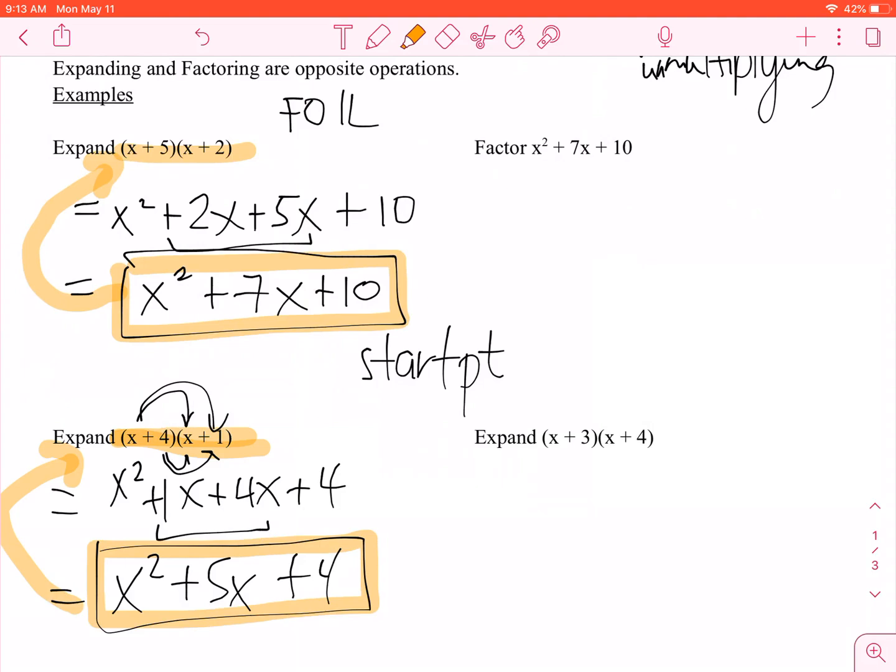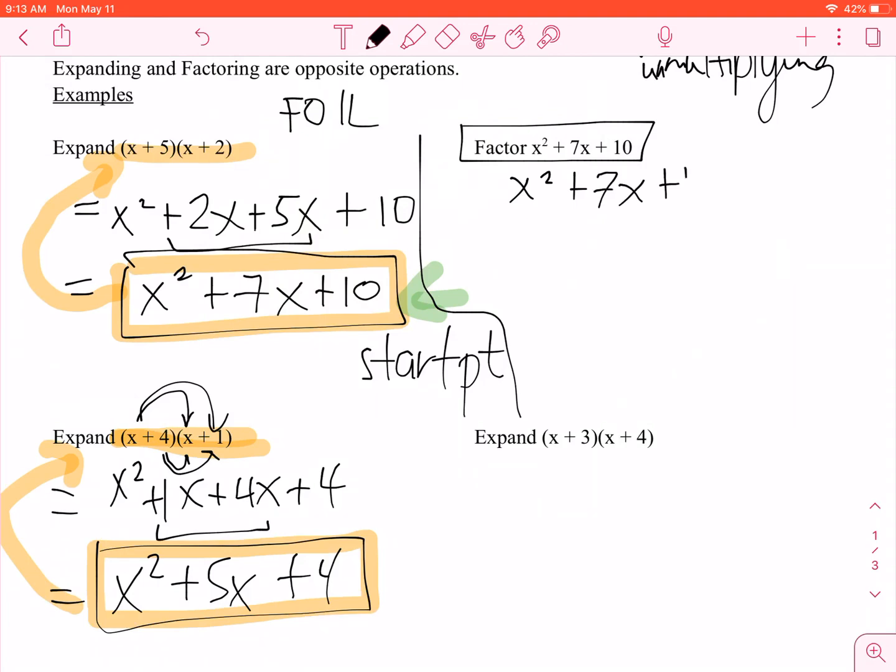Okay, now I'm going to take us back to this question here, which was beside our first question we completed, and our instructions are: factor x squared plus 7x plus 10. So essentially I'm starting at the endpoint of the previous question. I'm going to write x squared plus 7x plus 10.